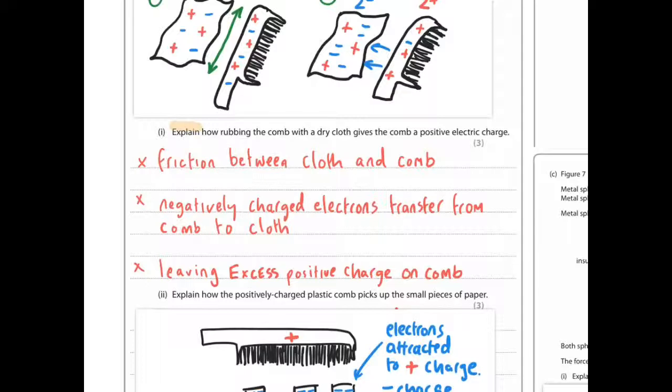So friction between the two, rubbing together, creates friction. Negatively charged electrons transfer from comb to cloth. And remember, you have to say that because it says gives the comb a positive charge. So you have to assume, even though electrons could move either way, in this example they've left the comb, giving it a positive charge. If they moved the other way, the comb would have a negative charge, leaving excess positive charge on the comb. And that's important as well, because there's always positive charge on the comb.